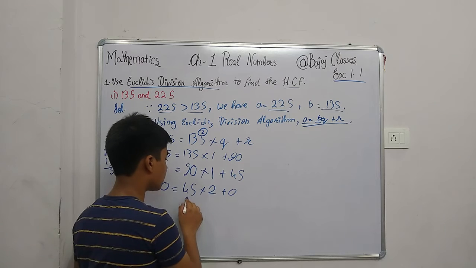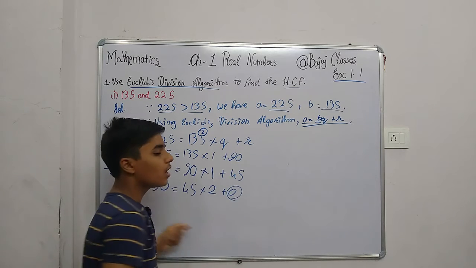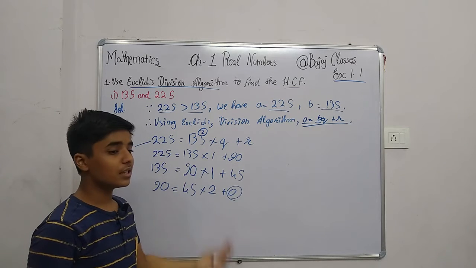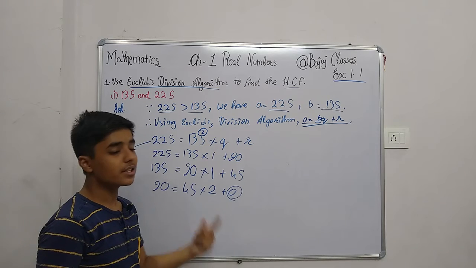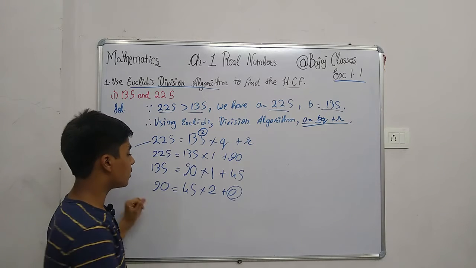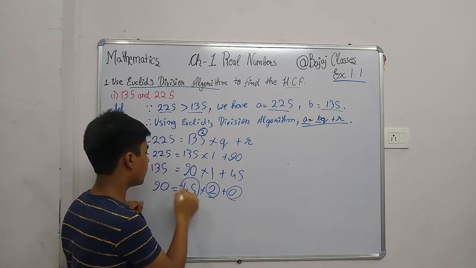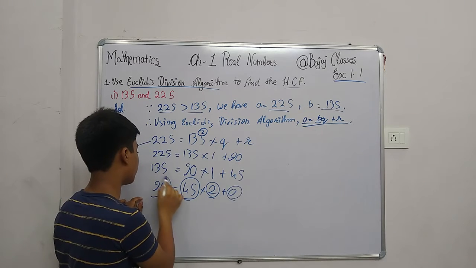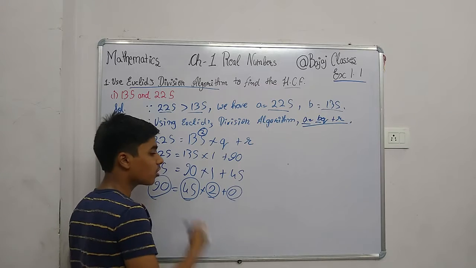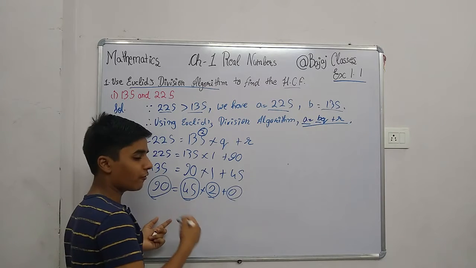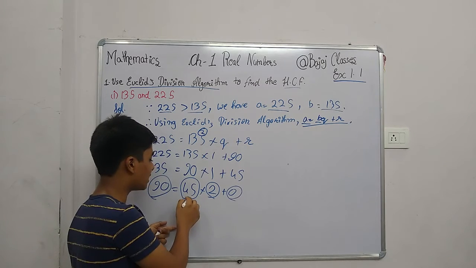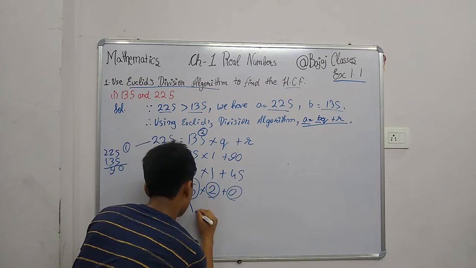Now this is our remainder, we got 0. We have to solve this equation till we get the remainder 0. Now we got the remainder 0, our quotient is 2, the second value B is 45 and the first value is 90. Now what will be our HCF from this? I have told you earlier also that our HCF is this second value.